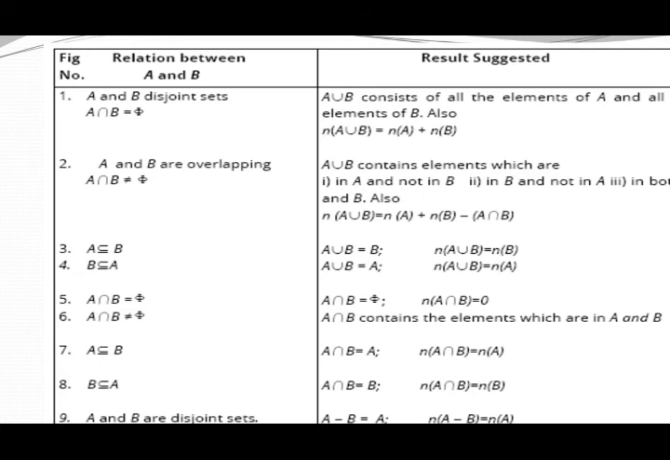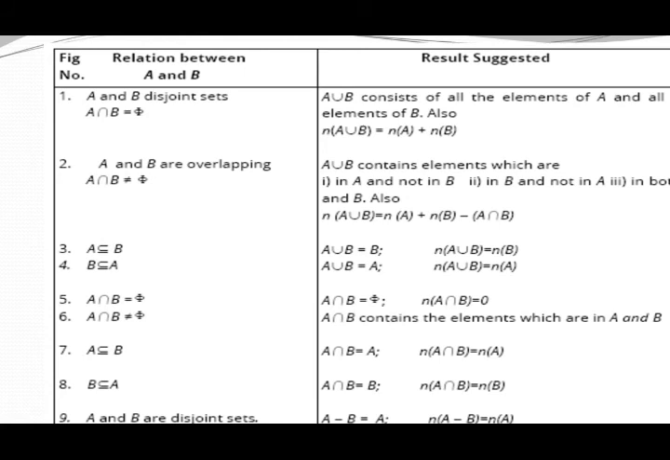If A and B are overlapping, now you know the difference between disjoint and overlapping sets. In overlapping, the intersection is not empty, and the number of elements in A union B is equal to the number of elements in A plus the number of elements in B minus the number of elements in A intersection B. In this case, we subtract the common elements.